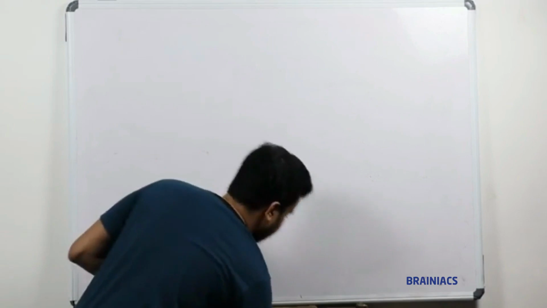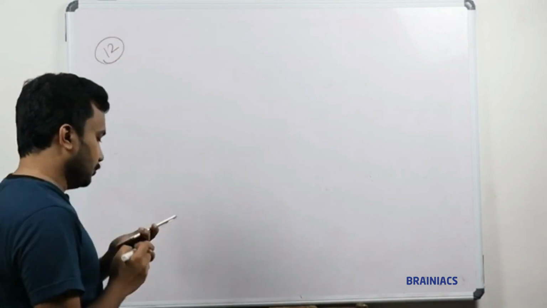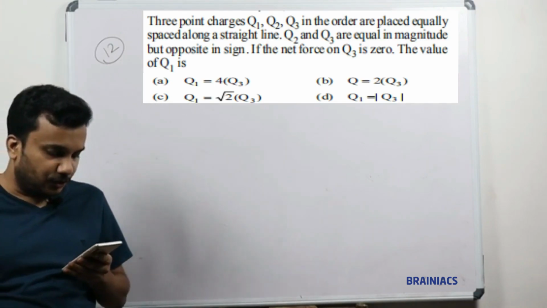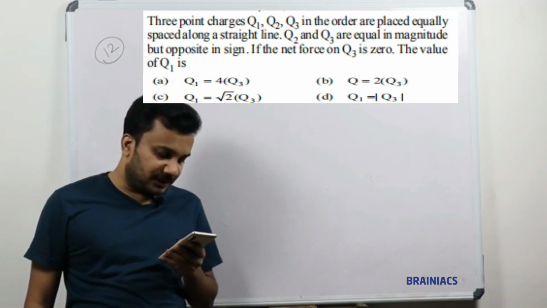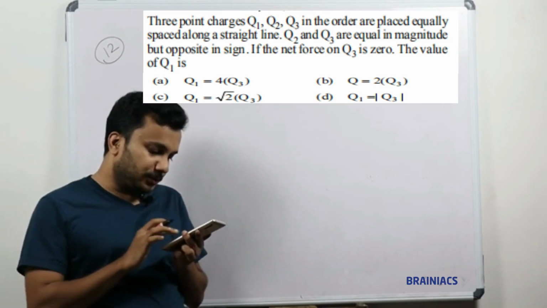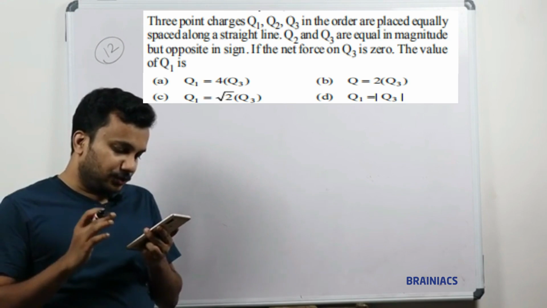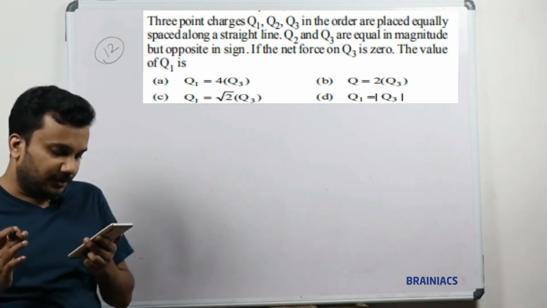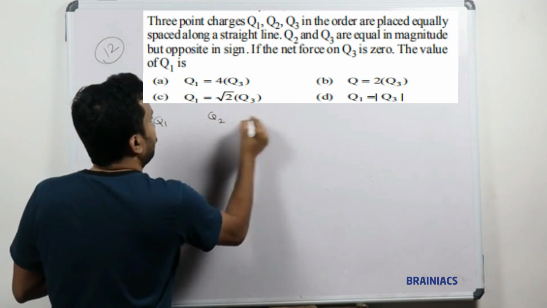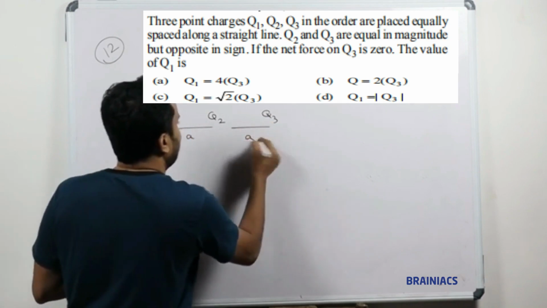Move to the next question, question number 12. What is question number 12 specifying? Three point charges Q1, Q2, Q3, in order, are placed along a straight line. Q2 and Q3 are of equal magnitude but opposite sign. The net force on Q3 is 0. Q1, Q2, Q3 are placed equally spaced, so I take the distance as a meter, or x meter, whatever.